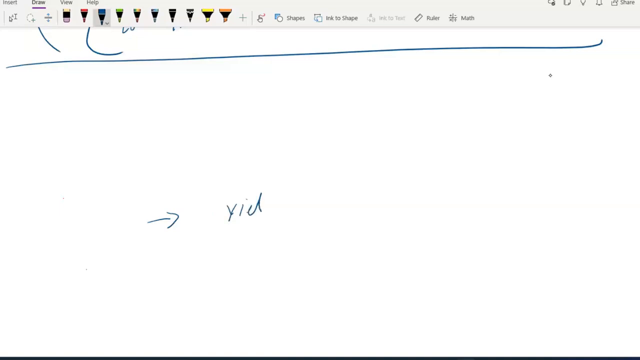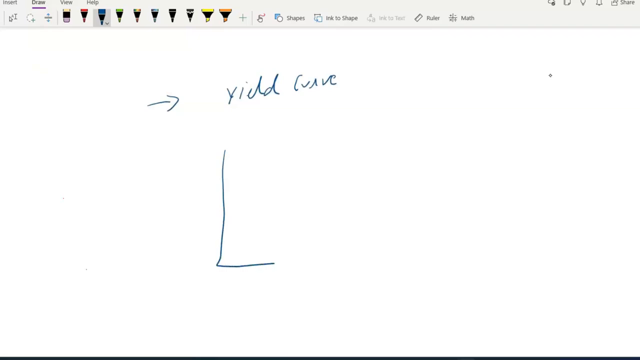Yield curve. Maturity. Yield means return, YTM.